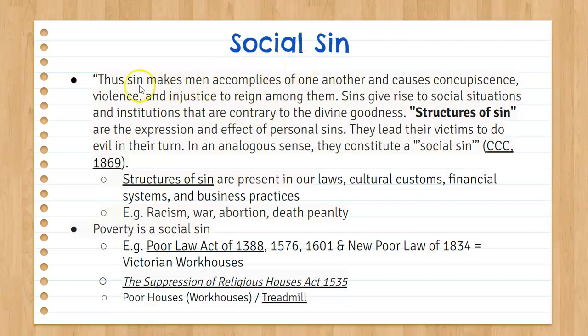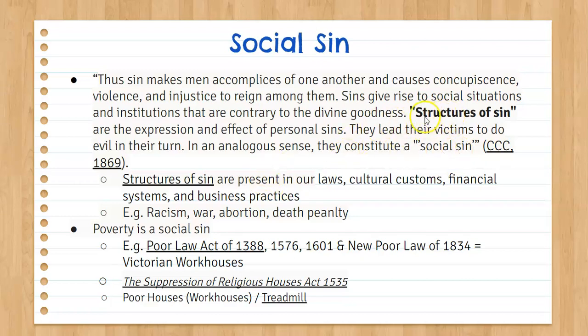So this is the definition from the Catechism. Sin makes men accomplices of one another and causes concupiscence, violence, and injustice to reign among them. Sin gives rise to social situations and institutions that are contrary to divine goodness. Structures of sin are the expression and the effect of personal sins. They lead their victims to do evil in their turn, and in an analogous sense, they constitute a social sin.